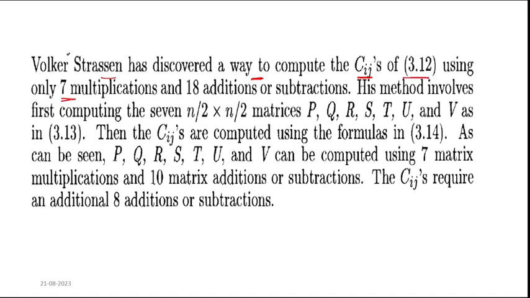Earlier we had 8 multiplications for multiplying two matrices of 2 cross 2 order, and now 18 additions or subtractions. Earlier it was, I think, 8 additions. So 18 additions won't cost much time, because addition doesn't take much time, right? But multiplication-wise, he has reduced from 8 to 7. So his method involves first computing 7 n by 2 matrices, which are P, Q, R, S, T, U, and V, as in equation 3.3 that I am going to show you.